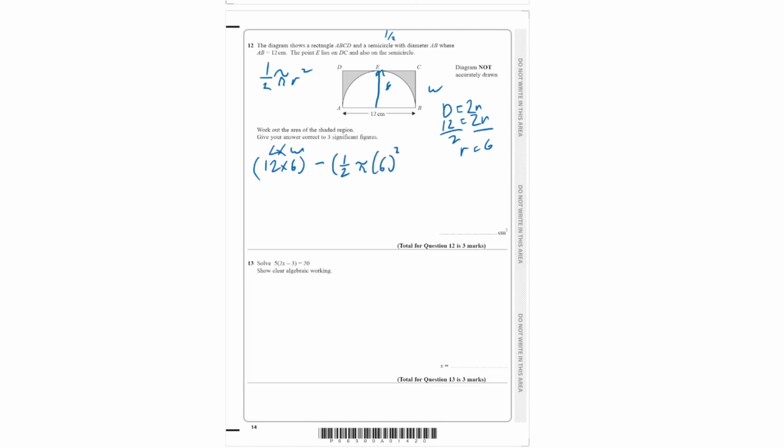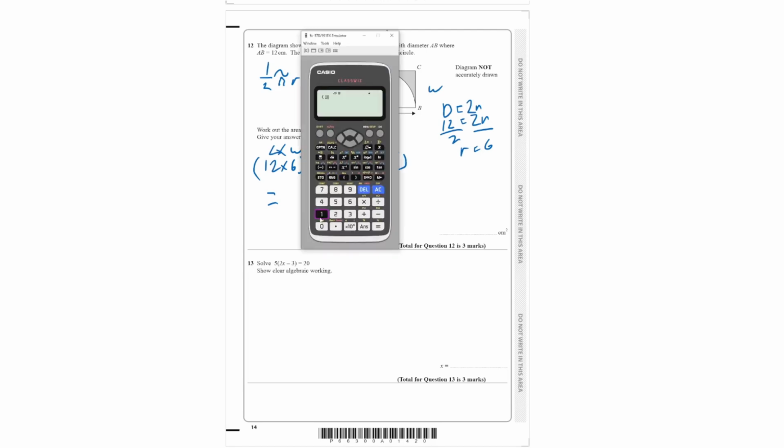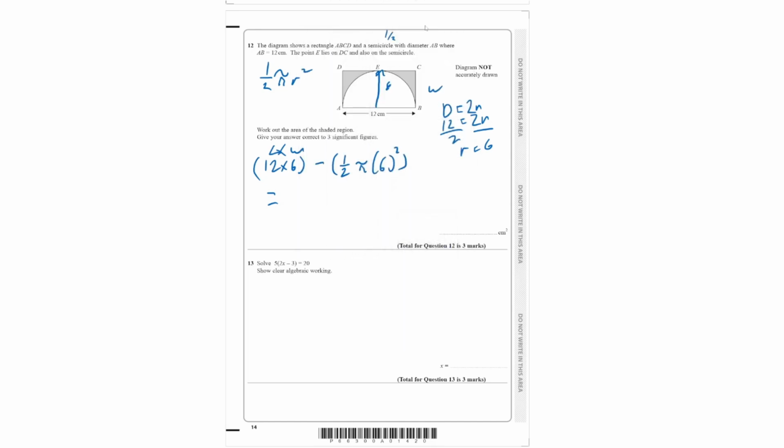So we can put this into a calculator to find our final answer. We start off with bracket 12 times 6, bracket, subtract 1 over 2 into pi into 6 squared. And then we close the bracket. We get 15.45. 15.45 to 3 significant figures.